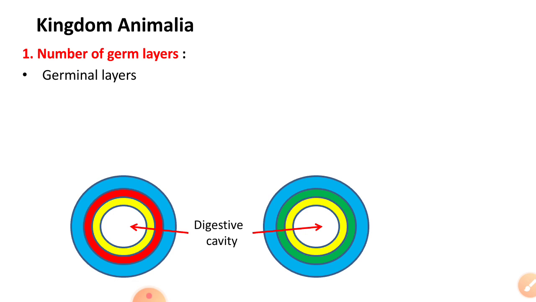Let us see one by one the different criteria for animal classification. First is the number of germ layers. We know that every multicellular organism begins its life from a single-celled zygote. The zygote divides and redivides: first into 2 cells, then 4, then 8, forming a mass of cells. These cells then get rearranged into 2 or 3 layers, and these layers are called germinal layers.